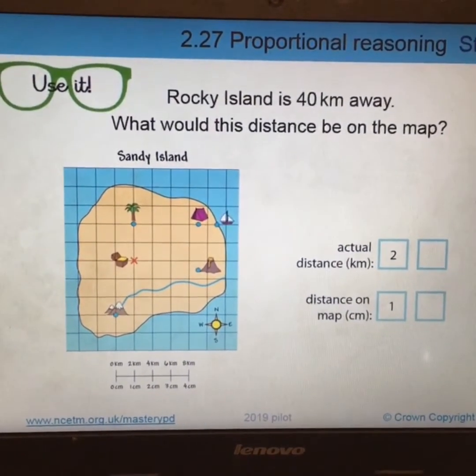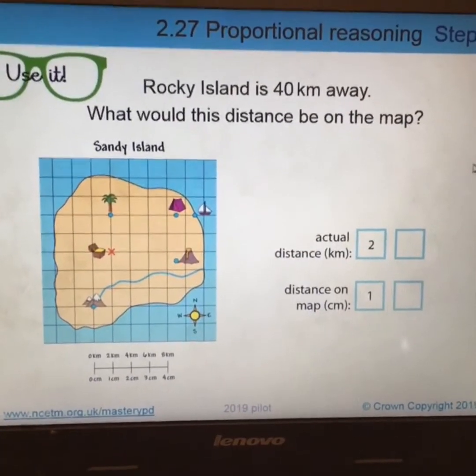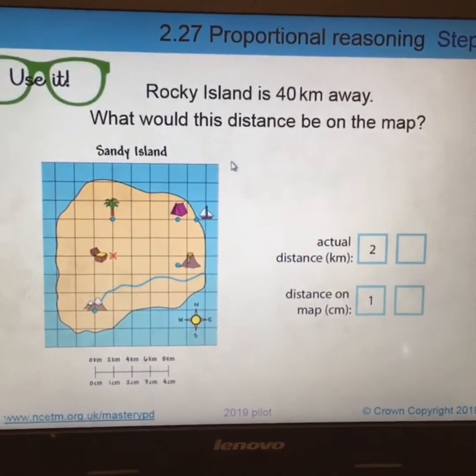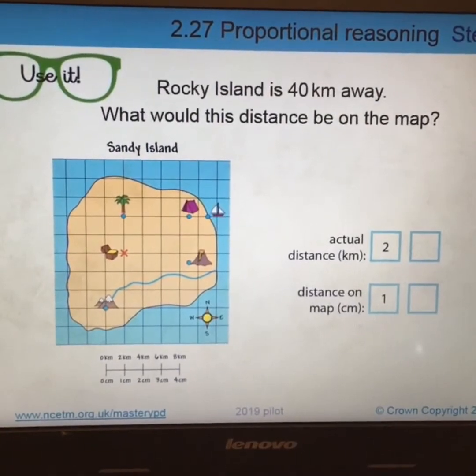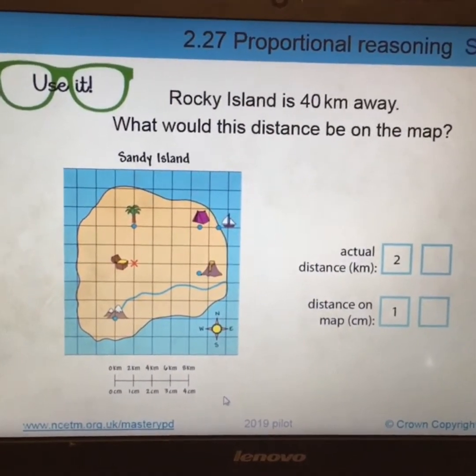Right then, next one. Rocky Island is 40 kilometres away. So this is Sandy Island. 40 kilometres away, there is Rocky Island. What would this distance be on the map? So what distance would this be in centimetres? Pause the video, have a go.